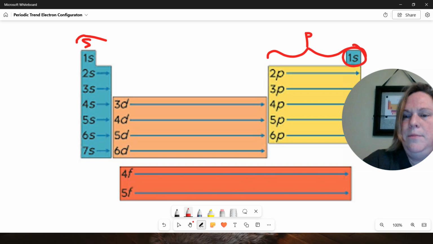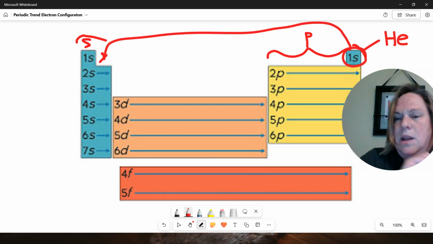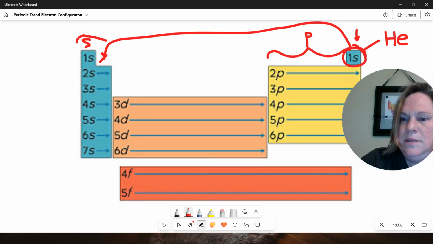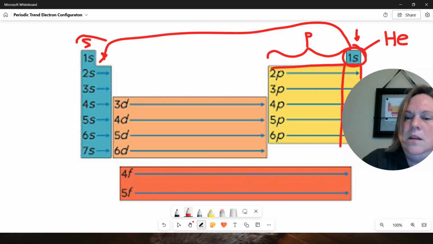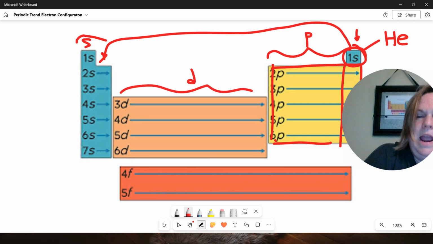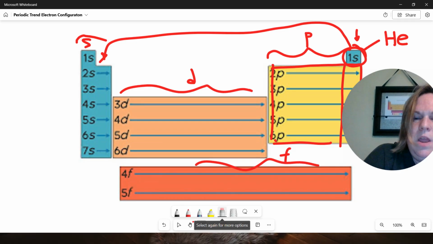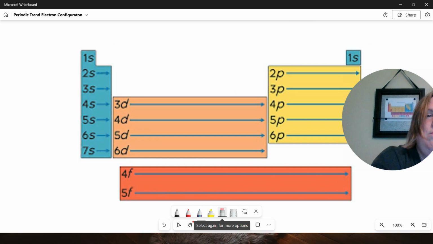Now, of course, helium only has 2 electrons, and actually that one belongs over here, but we place it over here in column 18 because it behaves just like the noble gases, and this whole column here below it are the noble gases. But this section here is the P cloud. Then the middle section here, we have the D cloud, and then finally the two bottom rows are the F clouds.